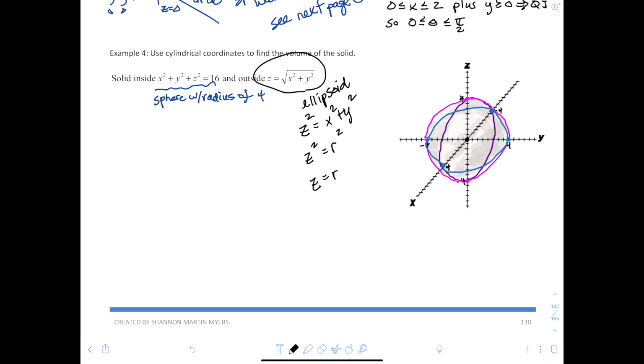So putting these together, right, that z is r, and then the sphere, because we need to figure out where they intersect. What we would have is z is plus or minus the square root of 16 minus quantity x squared plus y squared, right? So that's working with the sphere. And so z would be plus or minus root 16 minus r squared.